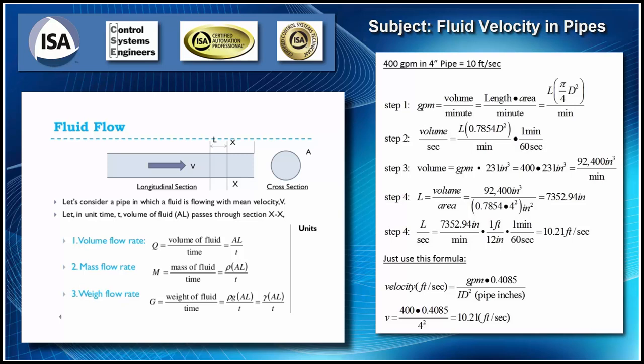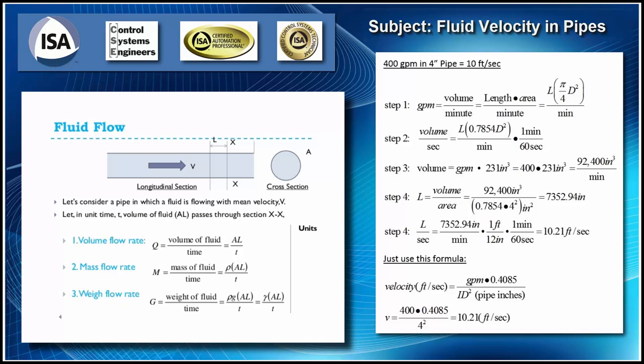Step 2 will be to change volume per minute into volume per second. So that's length times area per minute, times 1 minute or 60 seconds, which changes it to volume per second. Step 3, our volume. What is our volume? Well, that's gallons per minute times 231 cubic inches per gallon, equals 400 times 231 cubic inches, which equals 92,400 cubic inches.